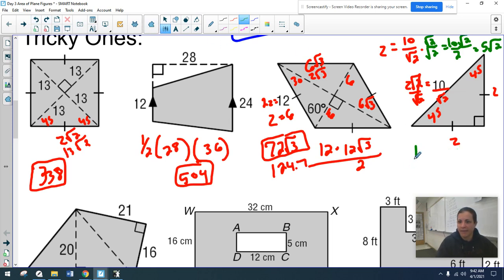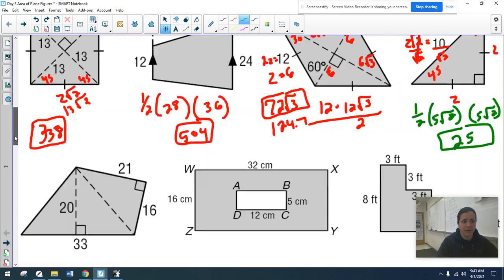All right, anyway. So 1/2 times your base times your height. So if I do this, square root of 2 times square root of 2 is just 2. So if I do 2 times 25, that gives me 50. And then if I cut that in half, I'm going to get 25. So 25 square units. Those are tricky ones that I thought you might want to see.